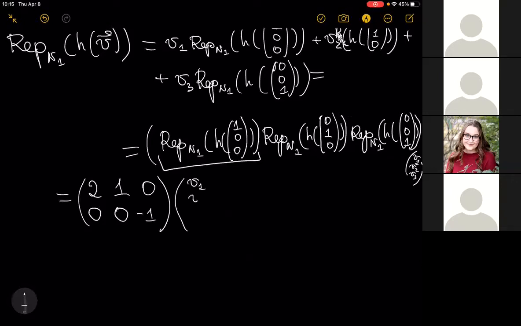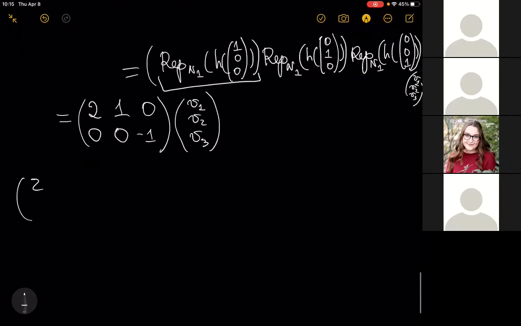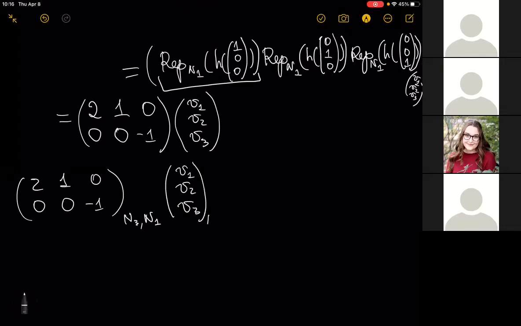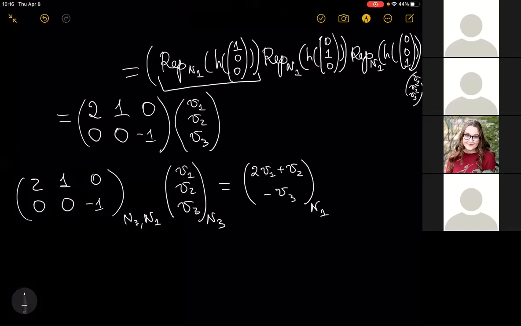Multiplied by V1, V2, V3. So what are we getting? We are getting 2, 0, 1, 0, 0, negative 1. Okay. This is the representation with respect to the basis N3, N1: correspondingly 2 V1 plus V2 minus V3, and this is the representation with respect to the basis N1, sorry. So is it clear what I've just done or not?